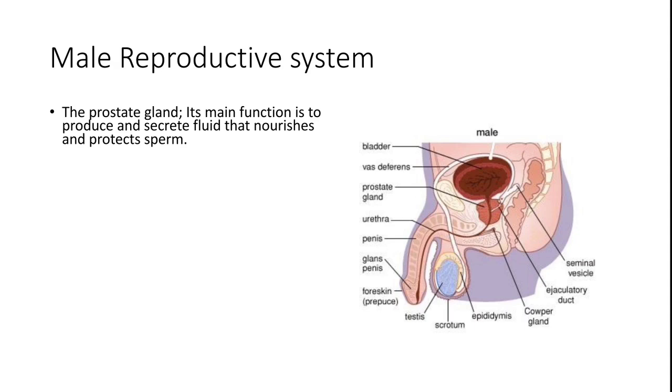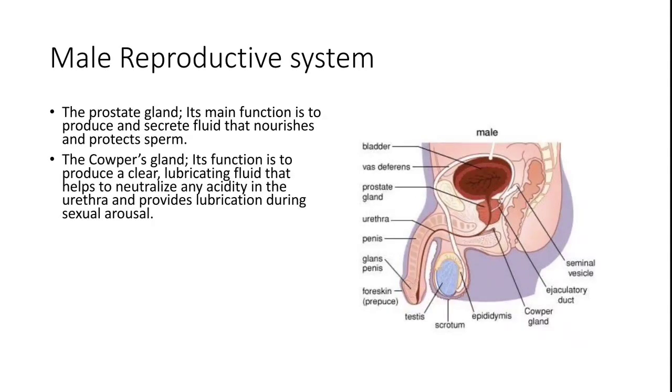Okay, but for it to have that ability of swimming, there's need for food so that it can carry out the process of respiration. So this fluid secreted by the prostate gland will provide the food, the nutrients required by sperms to carry out respiration so that they can have the energy to swim towards the ovaries. Isn't that lovely? Isn't that beautiful? So the prostate gland, its main function is to produce and secrete a fluid that nourishes and protects the sperm.